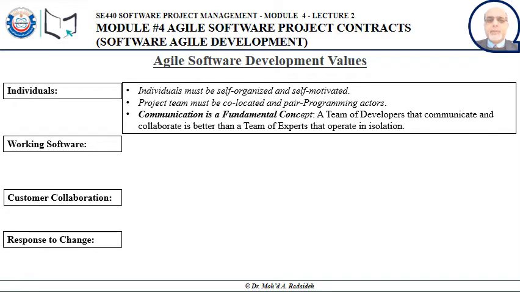Now, in terms of individuals, value-wise they must be self-organized and self-motivated to start with. Also, the project team must work together. They must be co-located, and they must act as pair programmers. So they work in the same room, very close to each other. When it comes to solving an issue, they work together immediately on it. They don't have to hold phone conferences or video conferences to discuss issues. So communication is the fundamental concept when it comes to agile software development.